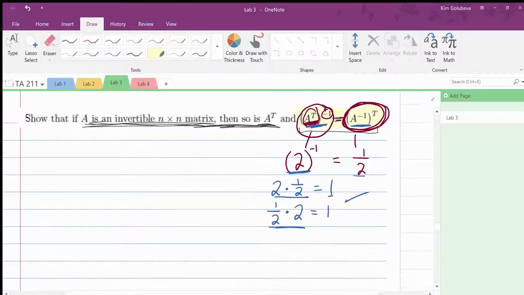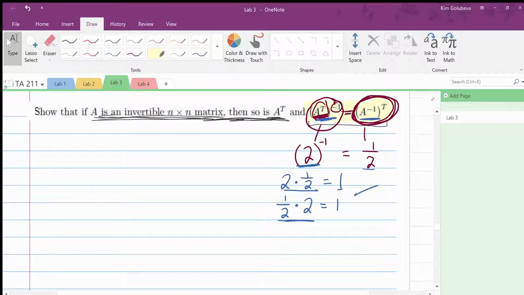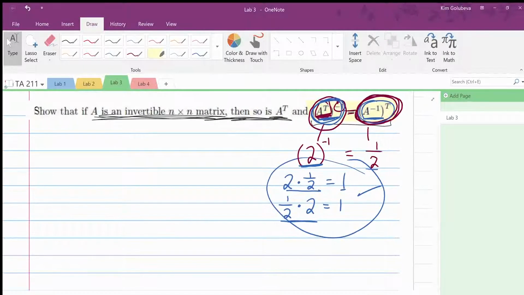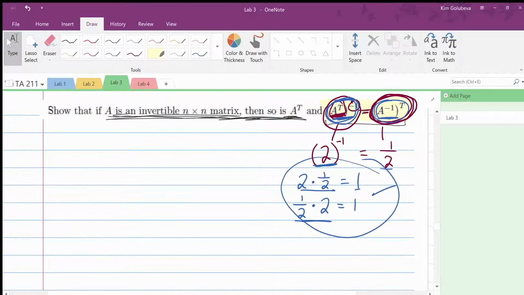So if you guys can just try and see past this notation here, then it's really not too bad of a concept. All we're going to do is the exact same thing, except we're going to do that with A transpose. So we need to check 2 things.